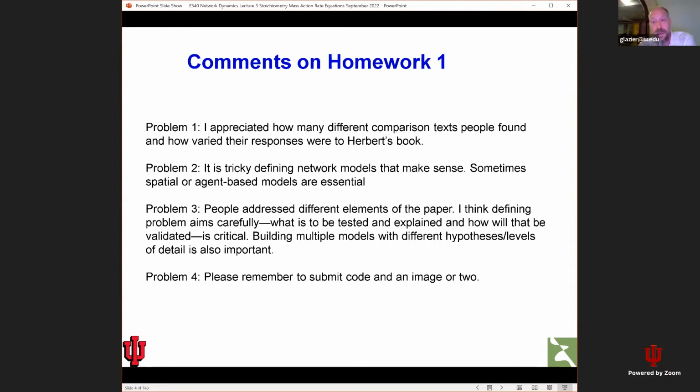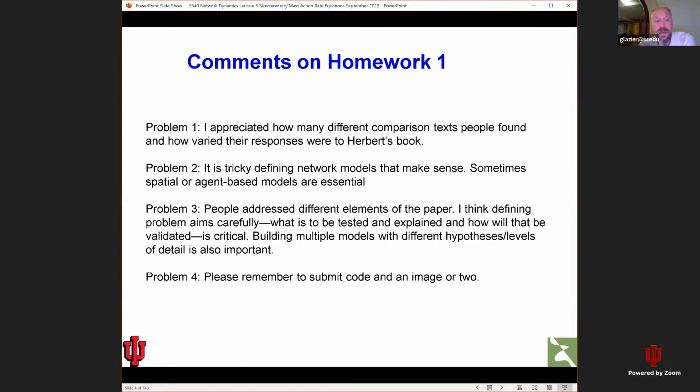I think everybody had some response to the paper that was interesting. But I wanted to come back to two things that a number of people called out, which I think, personally, are very important, and come back a little bit to that problem number 2, which is that it's critical to define your problem aims very carefully. If you're not careful about trying to understand what it is that you're trying to test and explain in detail, and how you're going to validate it, it's very difficult to build a model that's meaningful.